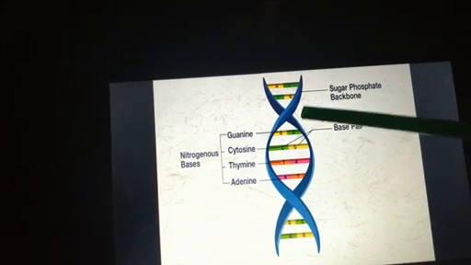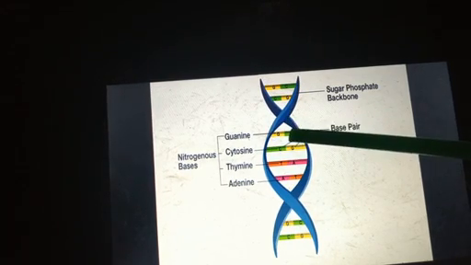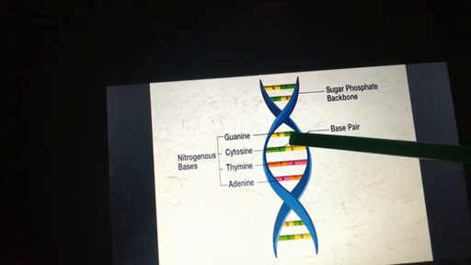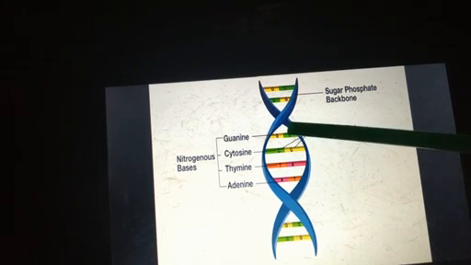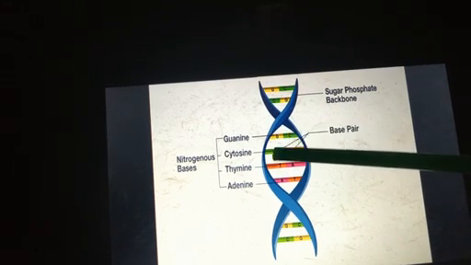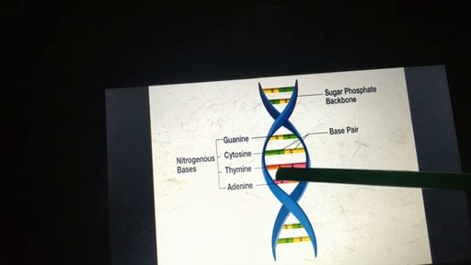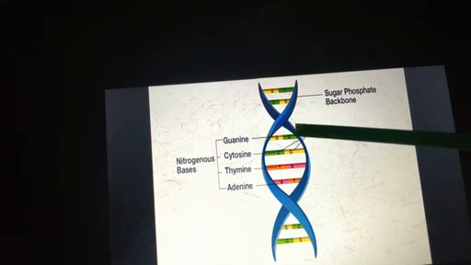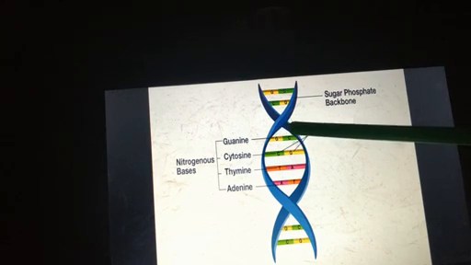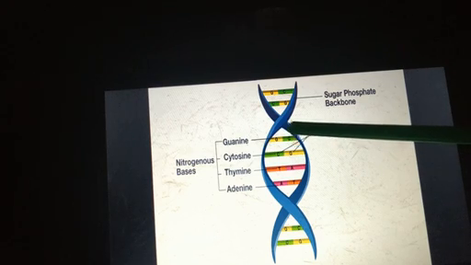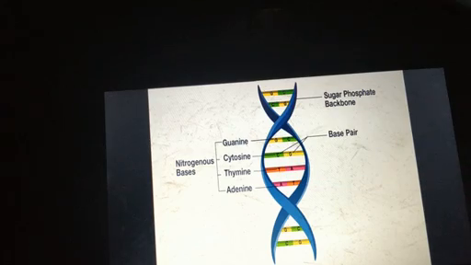Now these bases are held together by hydrogen bonds. So hydrogen bond is present between G and C, and hydrogen bond is present between T and A. And there will be 3 hydrogen bonds between G and C, and there will be 2 hydrogen bonds between T and A. So this will be stronger with G and C, since it contains 3 hydrogen bonds, and the one between T and A will be less strong.